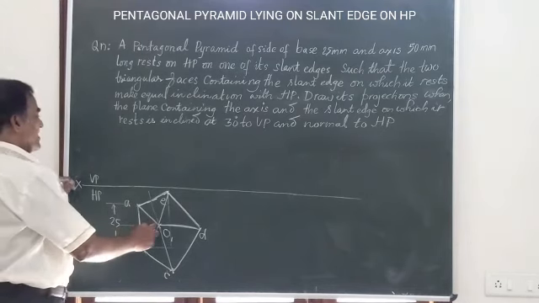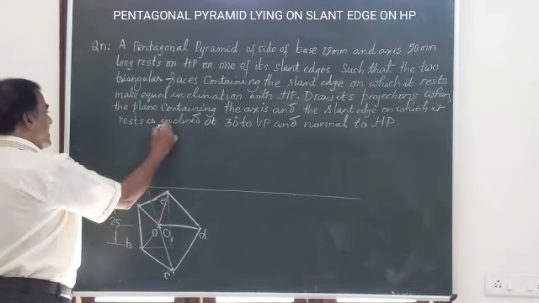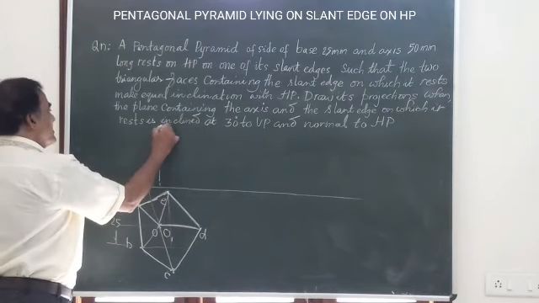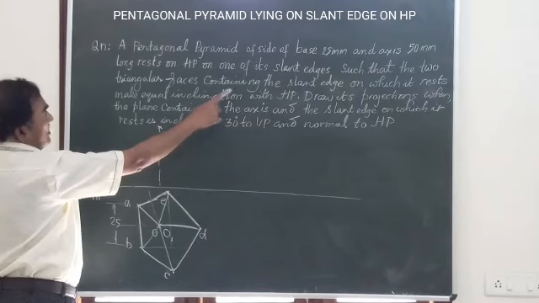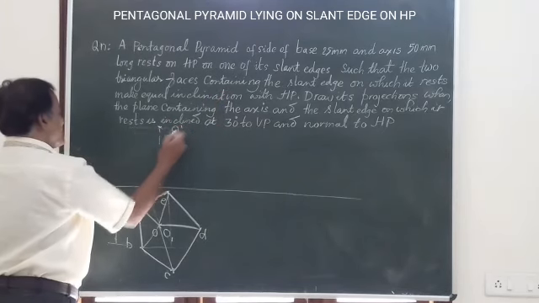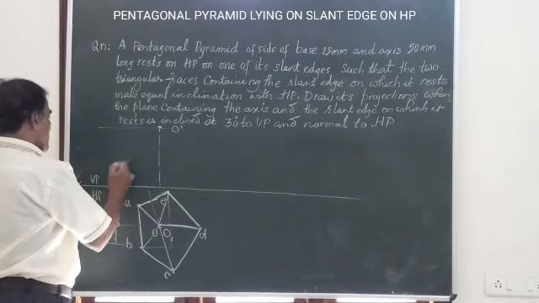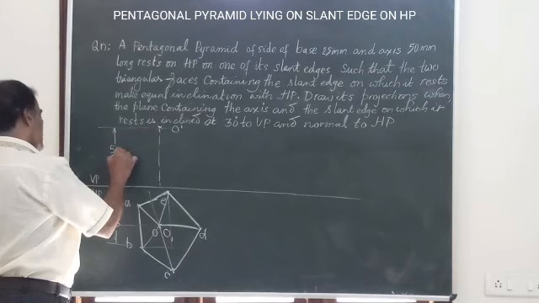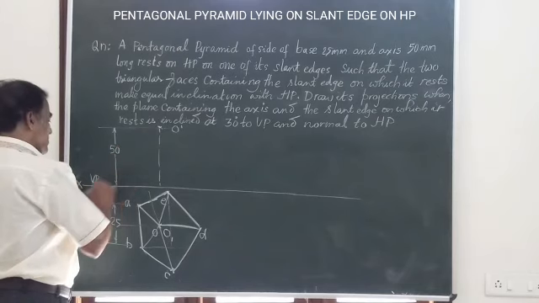So I know the center. Draw a vertical line from the center, dash dot, and mark the height. That height is given to be 50 mm in the problem. So I call this point O dash and take this height equal to 50 mm. 50 mm is the length of the axis or height of the solid.